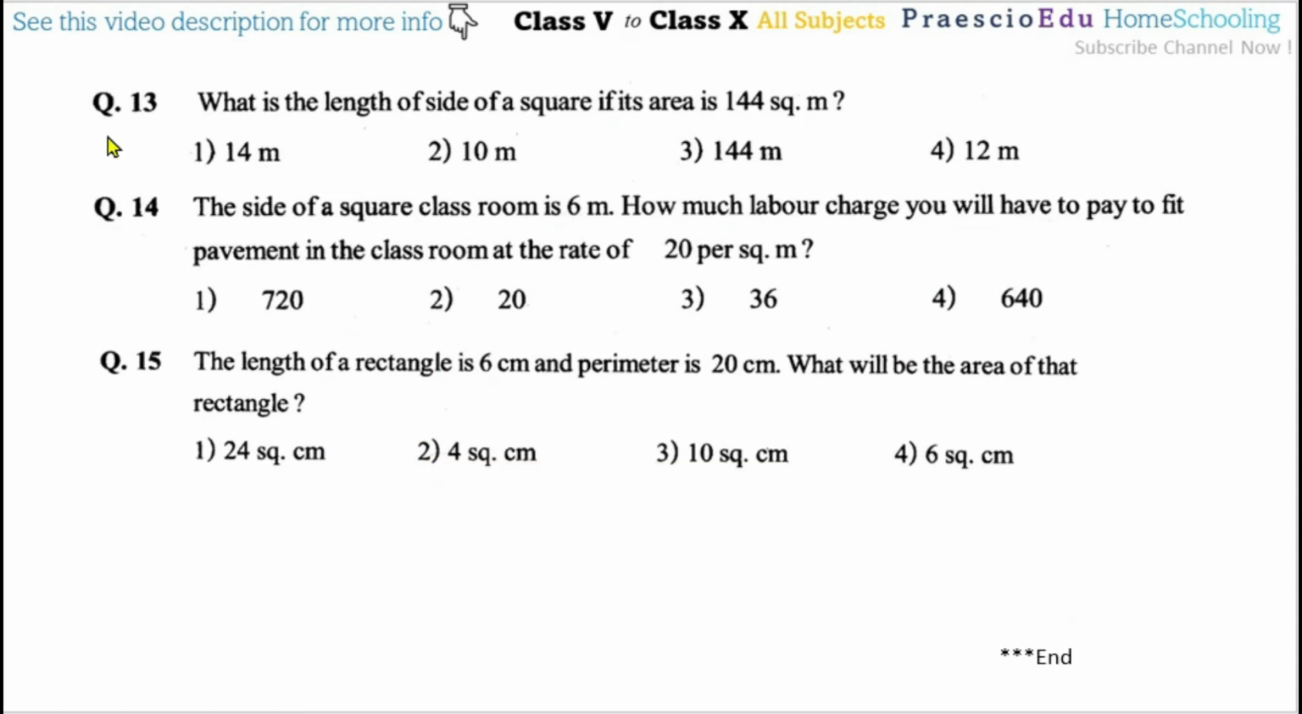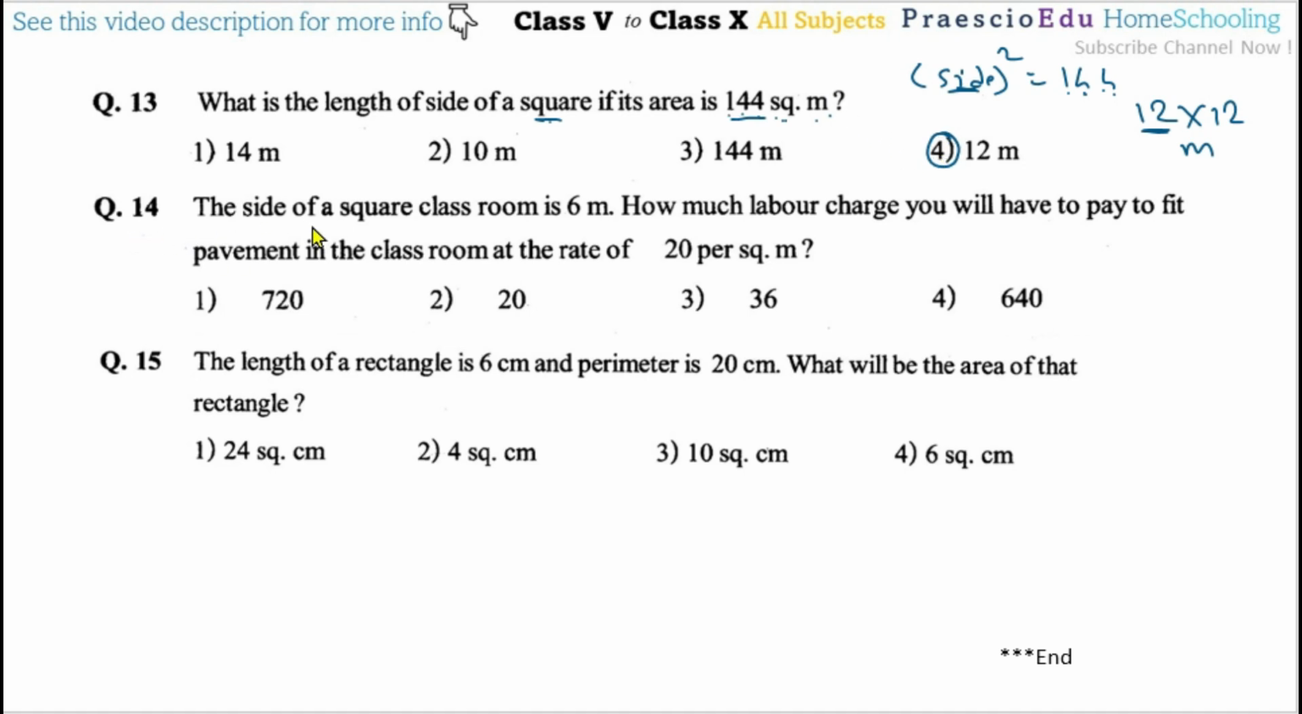Now question number 13: what is the length of the side of a square if its area is 144 square meter? This is a square, so the side squared is equal to 144. Now we have to calculate this side. As we know, 144 is the square of 12, 12 multiplied by 12 gives 144, so the side is 12 and the unit is meter. So 12 meter, option number 4, is the correct one.